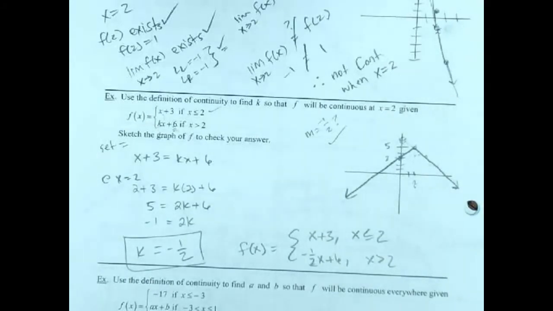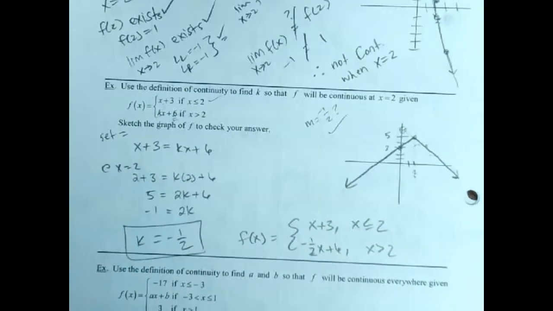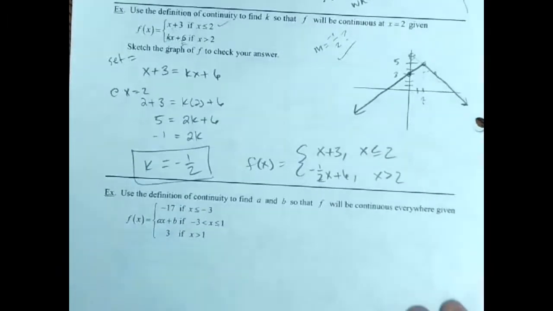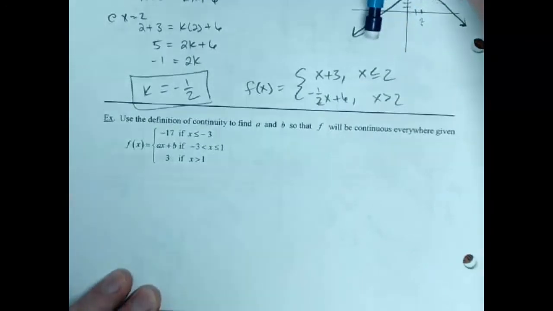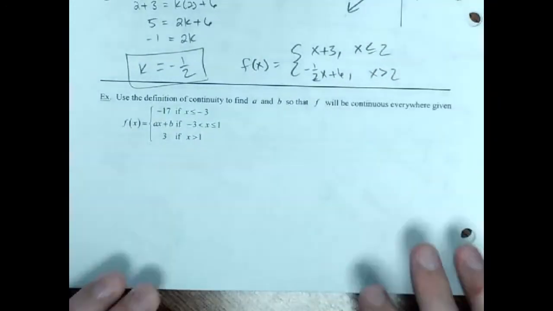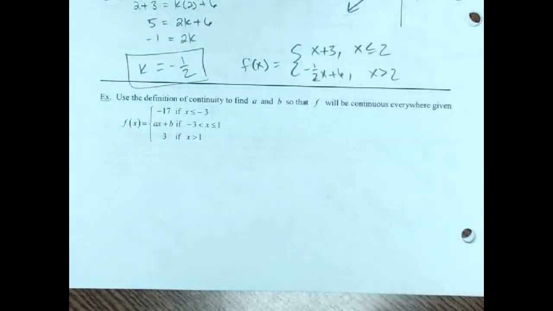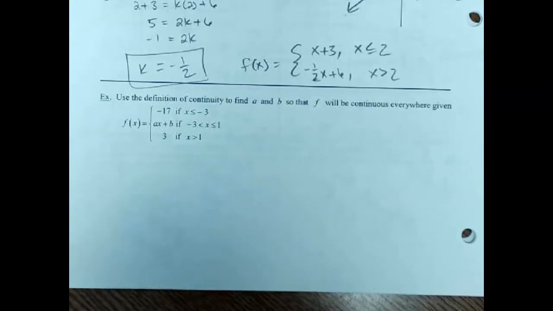The next one's a little bit harder, but it's the same idea. It's just going to have a little bit more algebra going on. So let's finish up this last one with continuity, and then we will get into the intermediate value theorem. All right, so use the definition of continuity to find a and b so that the function f will be continuous everywhere given, and it gives us the rest of this function, right?